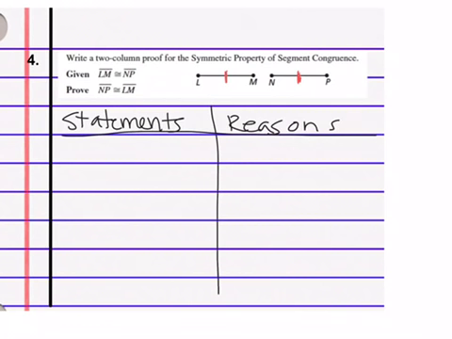So see if you can come up with the first line. Pause this if you need to. Hopefully you came up with LM is congruent to NP. Remember, you're always starting with what was given to you in the problem. So if you look up here, I'll put it in yellow, given. That should always be your first line. The proof part should always be the last.